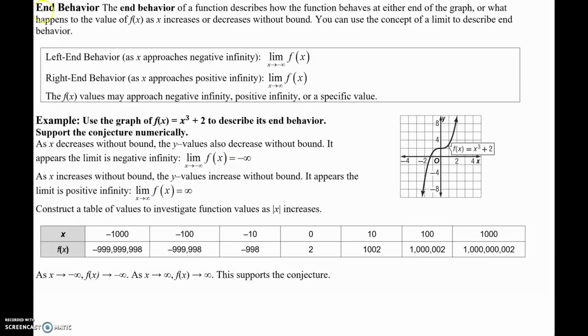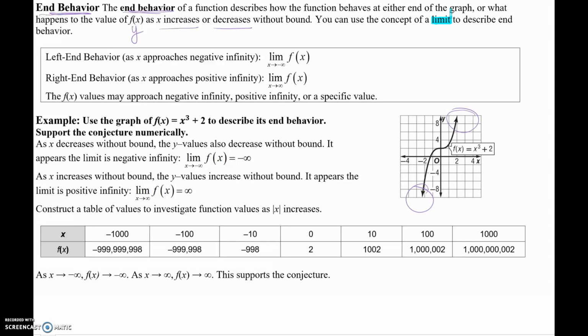So all you're supposed to be doing at first is just reading this worksheet. So it's going over end behavior. End behavior is not new. End behavior is what's happening at the ends of your equation or your graph. So it's describing how the function behaves, or what happens to the value of f of x, remember, that's the same as y, as x increases or decreases without bound, so without an end. So what's new is the idea of limits.